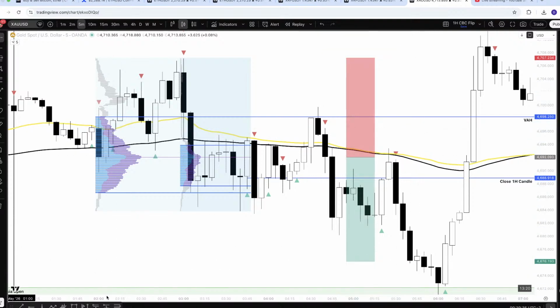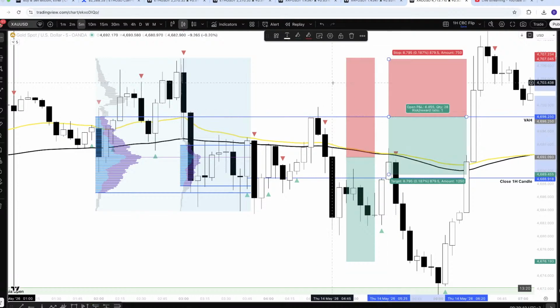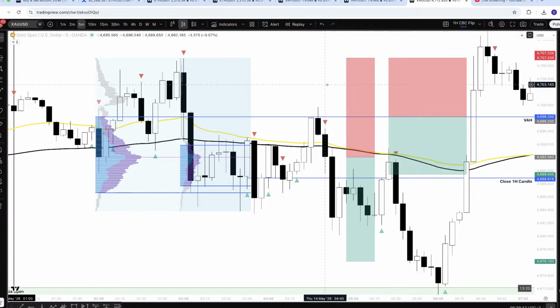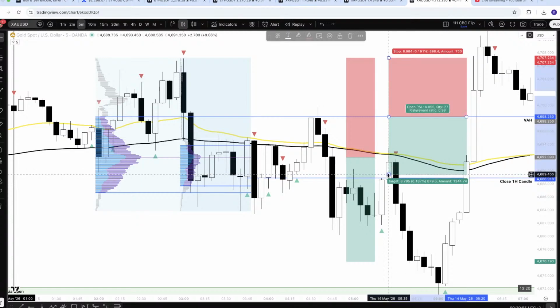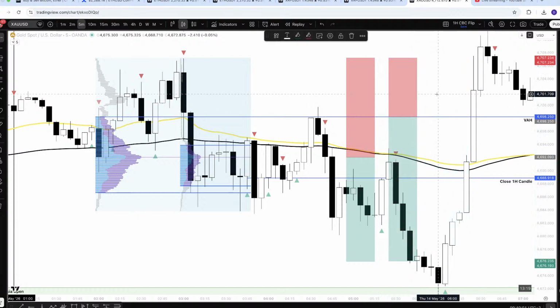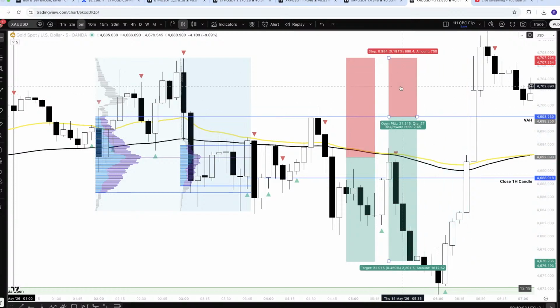Then you can do another entry. I like this volume area high, another entry, because most likely we will have a reaction here. And if you trade already the 1 hour flip, you would be already in the trade at 4,688. But now we have two different entries. So the risk, I put again $100 on the second entry.